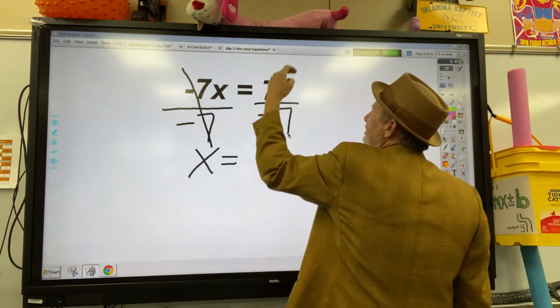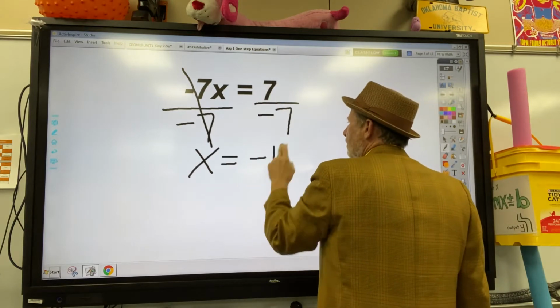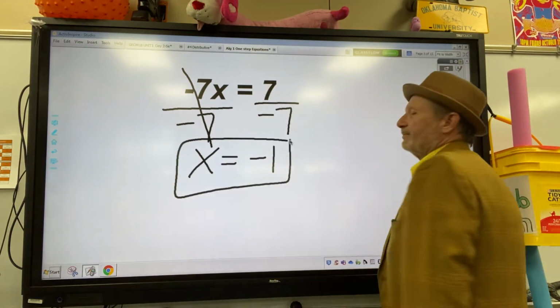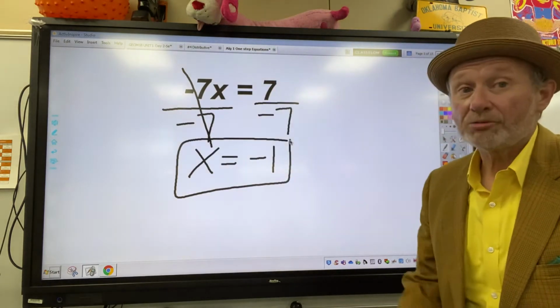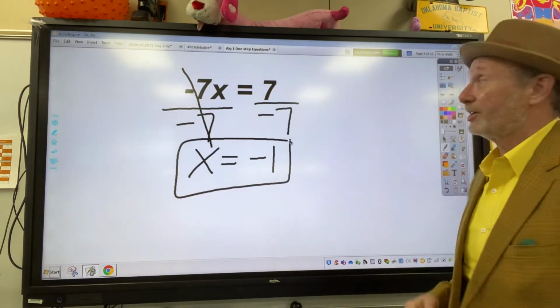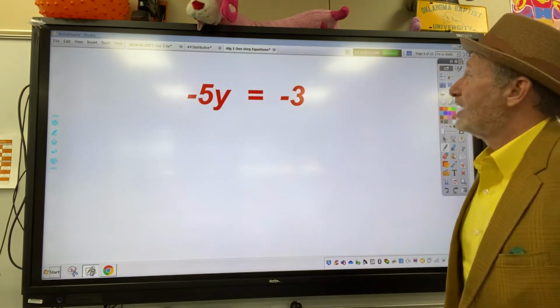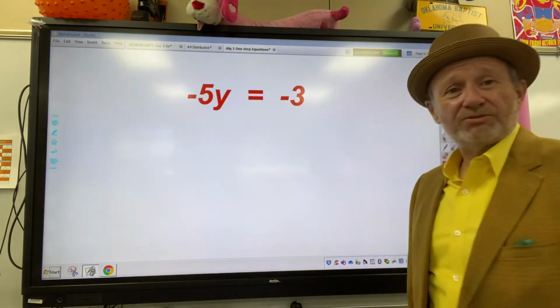So negative 7 into positive 7 is a negative 1. Boom, bada, bing. Got it? Hopefully you're writing these down and working them as I'm working them. Next, I have negative 5y equals negative 3.